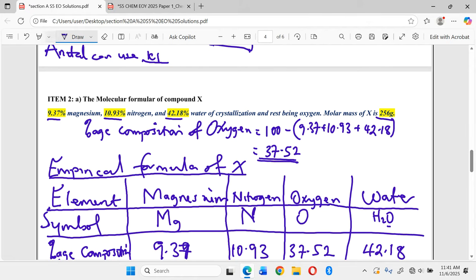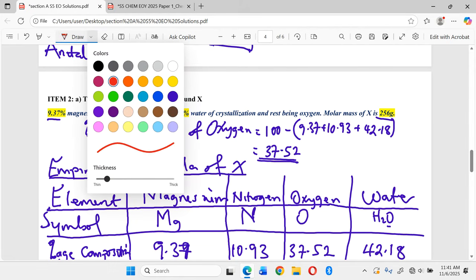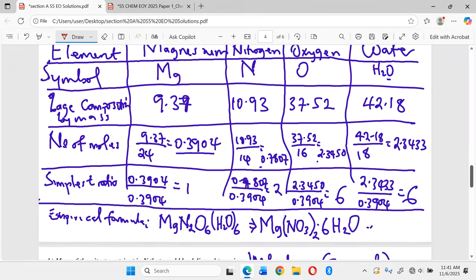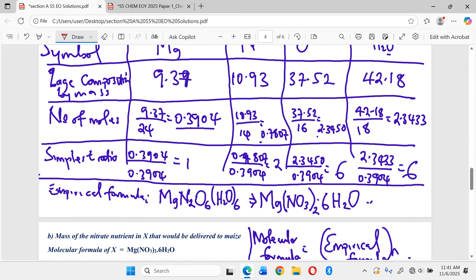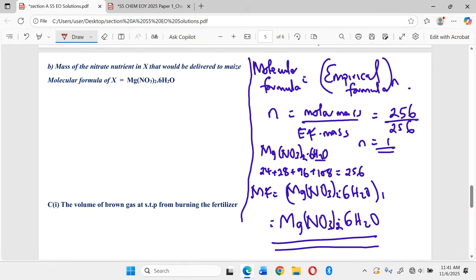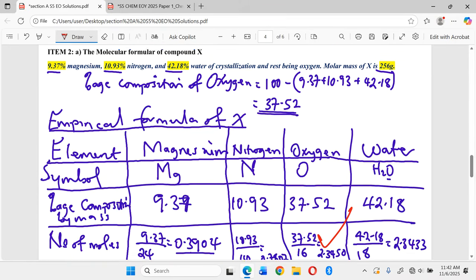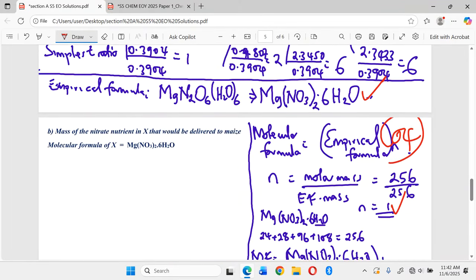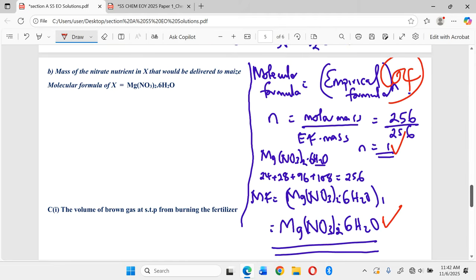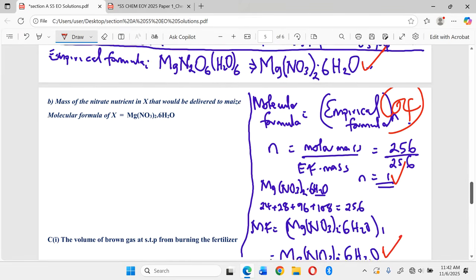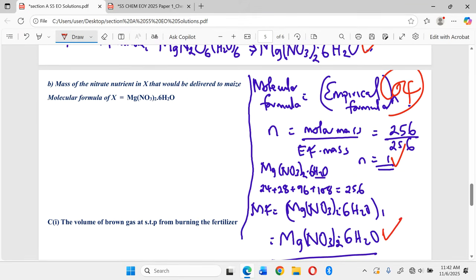So when we are scoring this, you see that we are giving you some scores here. For determining the moles, we give you a score. Empirical formula, we give you a score. For N, we get a score, and this one we also get a score. So you see, at the end of it all, you are able to get all your 4 scores. So please, I want you to keep on practicing so that you are able to get all the scores very well.